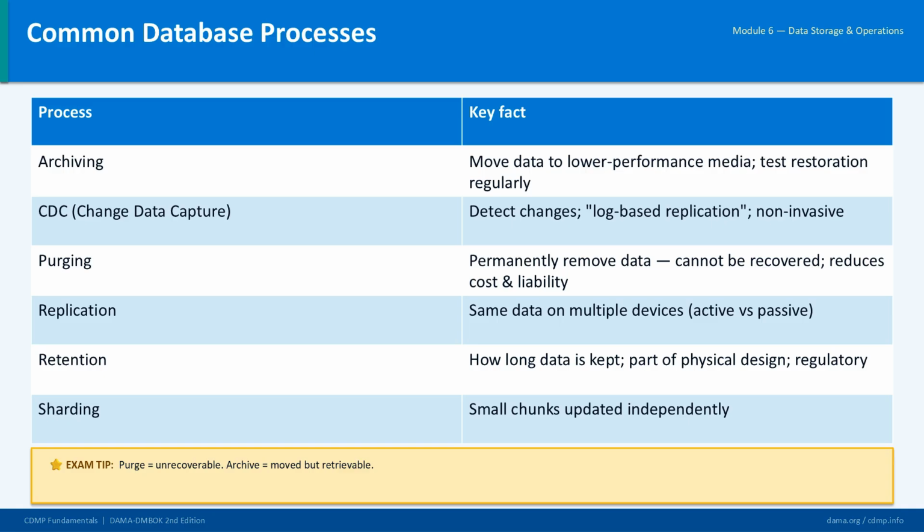Replication keeps the same data on multiple devices. Retention defines how long data is kept and is driven by regulatory compliance. And sharding isolates small chunks of a database so they can be updated independently. The exam contrast to remember: purging is permanent and unrecoverable, while archiving moves data but keeps it retrievable.